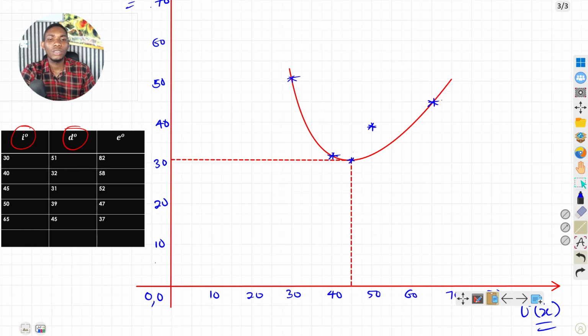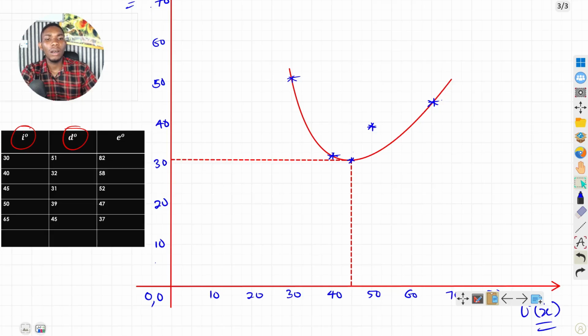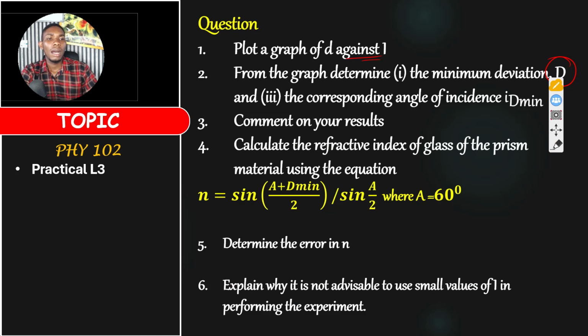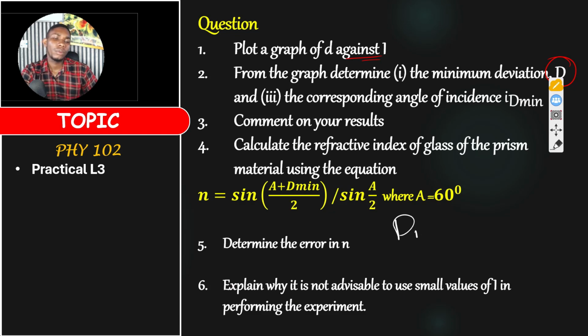Are you getting it now? So that is that. So we'll now come here, 45 rather. The question says from the graph determine the minimum deviation. The minimum deviation is that angle we determined here, which is 31. So you now come here and say minimum deviation is 31. So you can come here and write d minimum, my dear student, is 31 degree. Are you getting it?